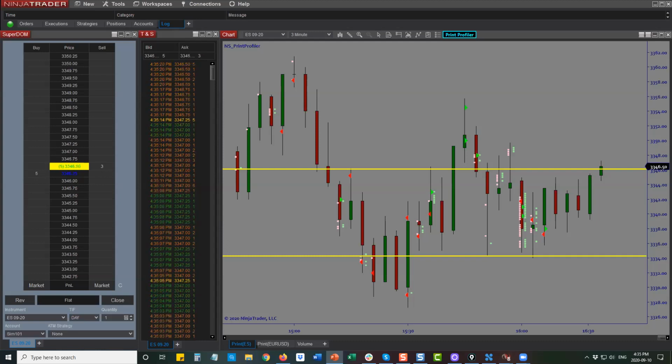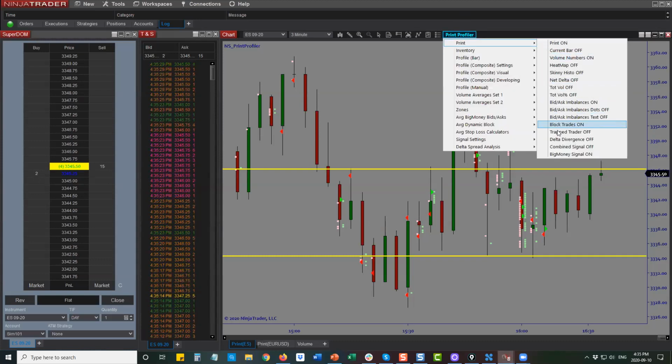The only difference is we integrate the trap traders with delta divergence, and we also integrate the trap traders with combined signals. So it's not just a standalone. We have 3 different signal sets. So if you go into the print, you've got trap trader, delta divergence, combined signal, and now big money print plus block trades. All of these are serious signals that you can basically turn on and detections.